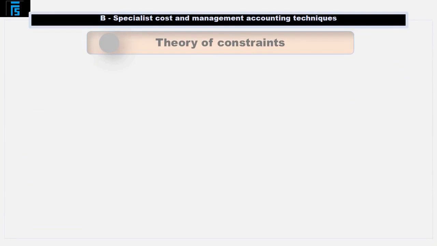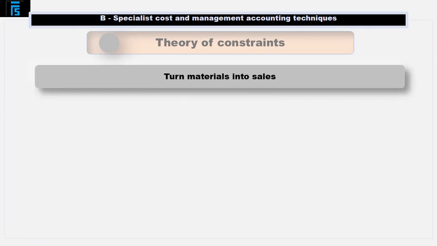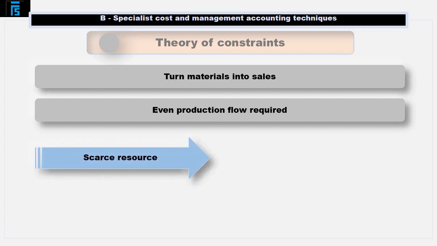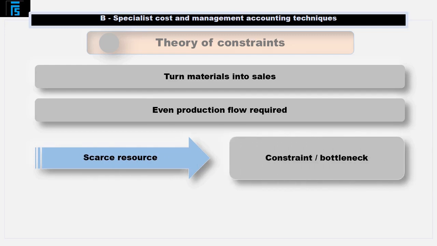This theory was formulated by Goldratt and Cox in 1986. The principle is that a business wants to turn materials into sales as soon as possible, to maximise the cash generated from those sales, and as a result an even production flow is required to achieve this. Clearly, if we want to maximise profitability, we want to ensure that we maximise our output of all profitable products, but sometimes this is not possible, as there is a scarce resource or other factor that limits our output levels. We call this the constraint or bottleneck.